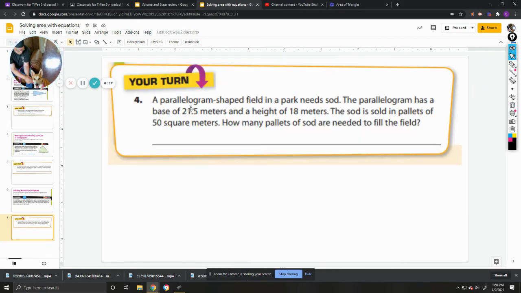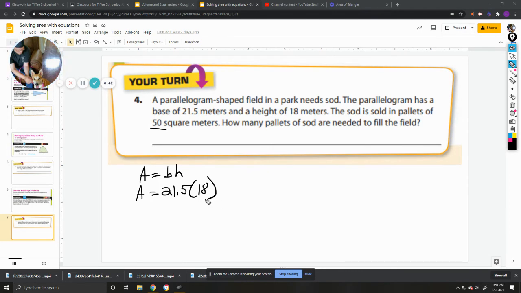Okay. A parallelogram-shaped field in a park needs sod. The parallelogram has a base of 21.5 and a height of 18. The sod in the pallets is sold in 50 square meters. How many pallets of sod will you need to fill it? Okay, so we're going to find the area that they need to fill. You're going to do base times height, so 21.5 times 18, which is 387.